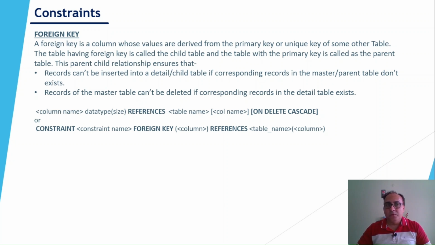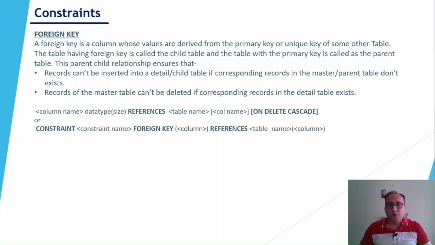So how can we define a foreign key? Basically the syntax is column name, data type, then we put references, then the table name from where this particular reference is coming, and we mention the column name of that table. Then ON DELETE CASCADE. This is one optional thing. We'll discuss this option after some time.